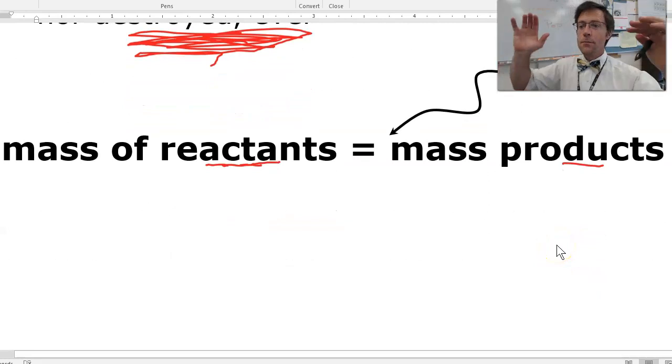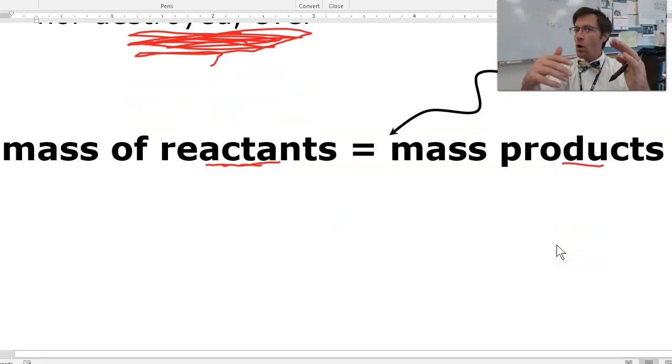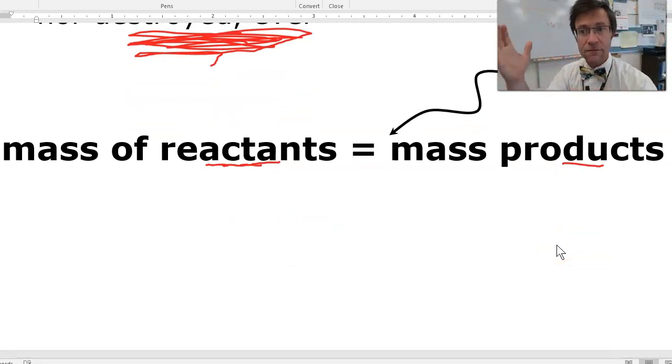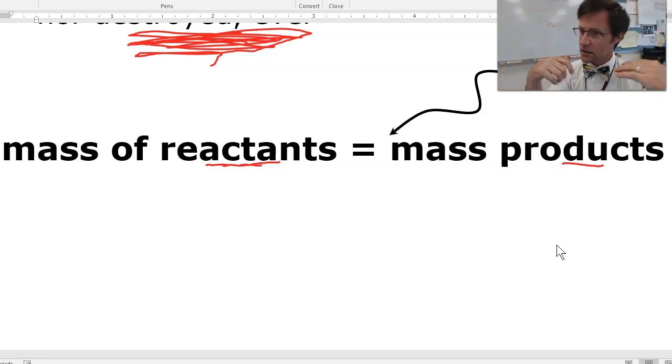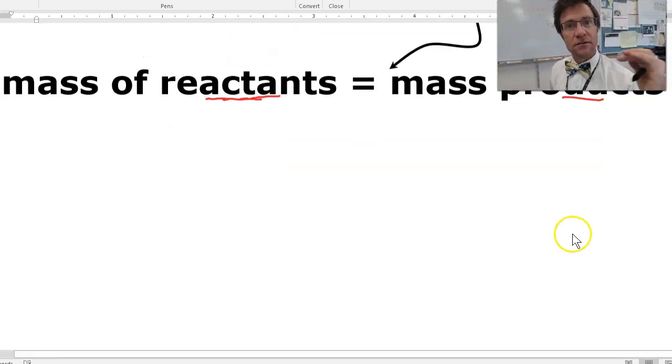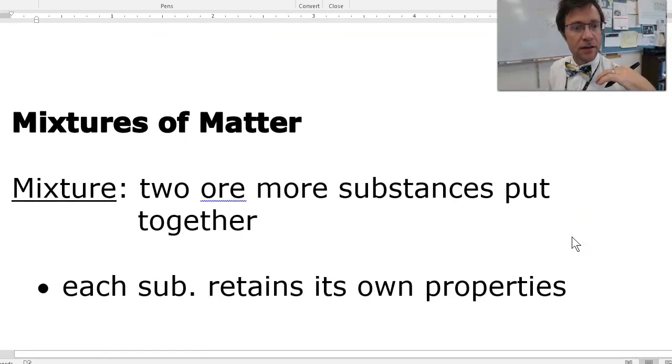Okay? So the mass you start with is always equal to the mass you finish. If you have 5 grams in the beginning of reactants, you will have 5 grams of products. End of story. You can't magically disappear stuff. Harry Potter doesn't happen in real life, unfortunately.